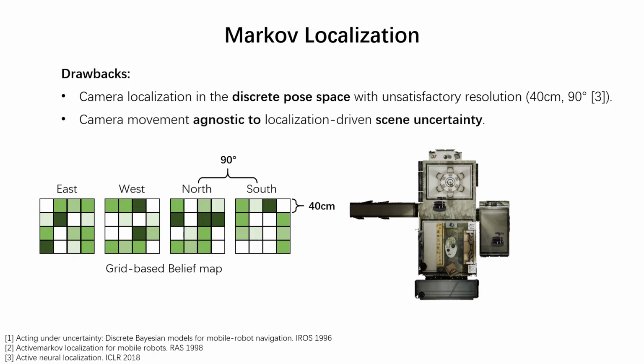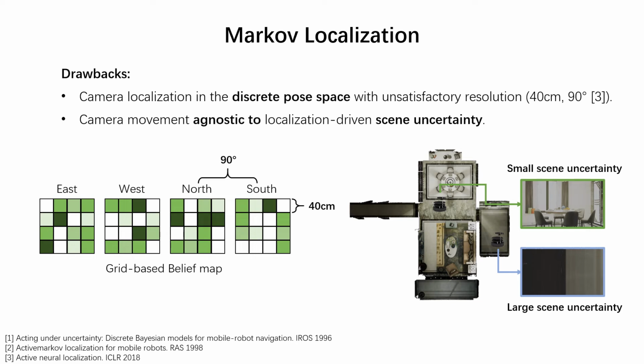The second is that their camera movement is agnostic to localization-driven scene uncertainty. The past approaches control the actions mainly based on the camera uncertainty, without considering the localization-driven scene uncertainty information much. Scene uncertainty is an intrinsic scene property, which is small for geometry and texture-rich regions, and large for repetitive and textureless regions and other common localization challenges. Scene uncertainty serves as the important guidance for camera movements towards the localizable scene region.